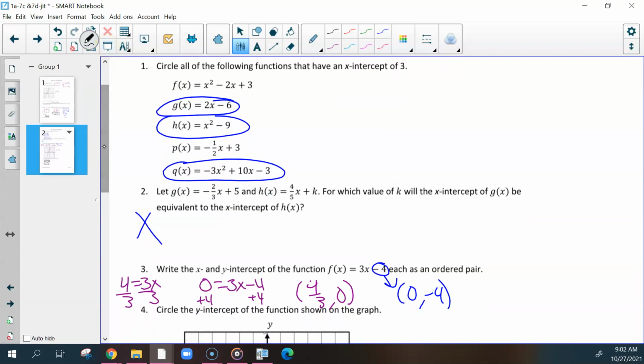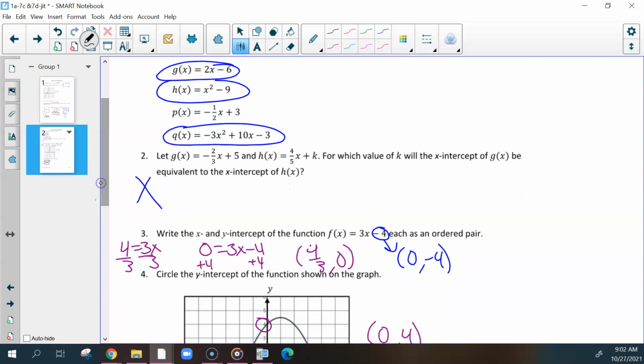if you put these in your calculator or Desmos or solve some of them, these three would have been the ones that had an x-intercept of 3. Number 2, I told you to skip. Number 3, you could have put that in your calculator, Desmos, or solved it as I did. But that one you needed to find both your x and your y intercepts.